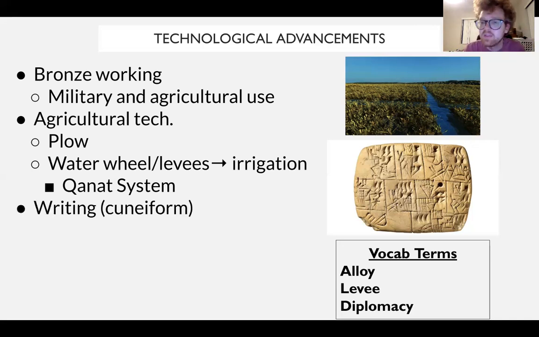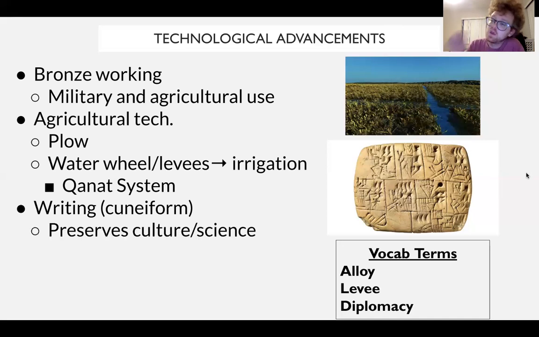Another major advancement during the Mesopotamian civilizations is the advent of writing. Writing is going to be an extremely important phenomenon that occurs first in ancient Mesopotamia. The writing system that the Mesopotamians have is something known as cuneiform. You can see an example of that right here. But why is writing so important? Well, for three reasons.